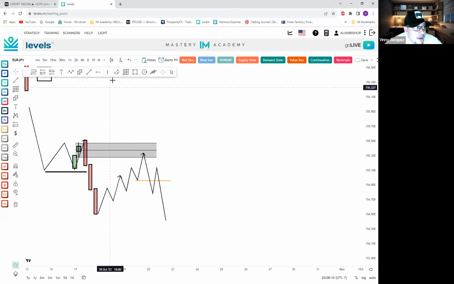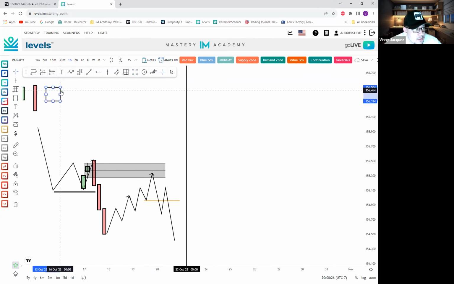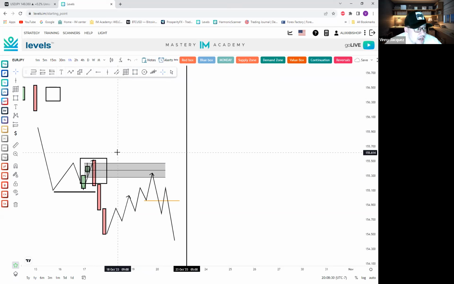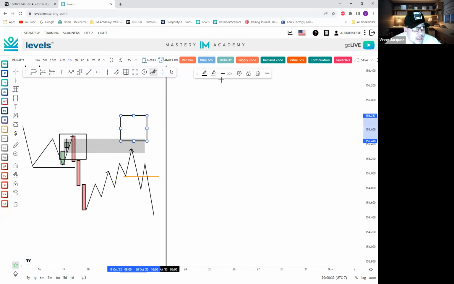Cool. Now I'm going to break up what's inside this starting point, what's inside this supply zone. Let's go ahead. I already have my area drawn up. This is what I'm going to be focusing on right here in that area.